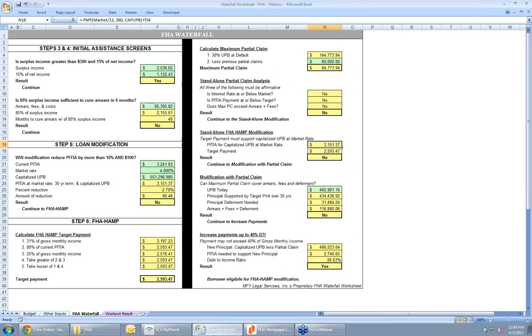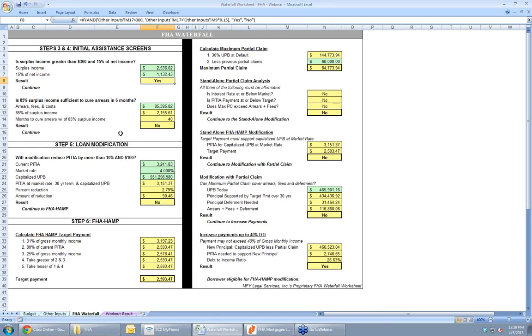So moving to steps 3 and 4, the first thing you need to ask is whether or not the surplus income is greater than $300 or 15% of net income. In this case, for this sample borrower, it's yes. If this were to be no, you would skip straight to FHA HAMP according to the waterfall terms. But because this sample borrower meets these 2 criteria, you move on to check whether or not 85% of surplus income is sufficient to cure the arrears in 6 months.